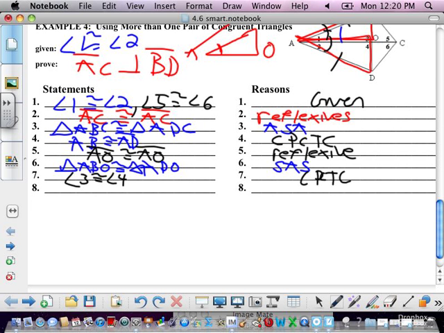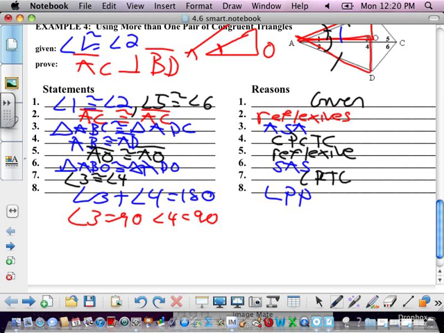3 and 4 form a what? If you added them together, they form. Angle 3 plus angle 4 equals 180 by linear pair postulate. And there is one more thing. If 3 and 4 add to be 180 and 3 and 4 are congruent, then they both must be what? Angle 3 equals 90 and angle 4 equals 90. Who knows what that's by? Definition of a right angle.